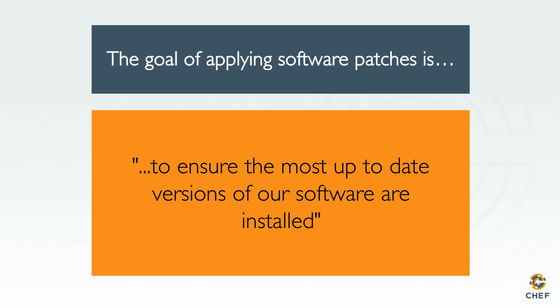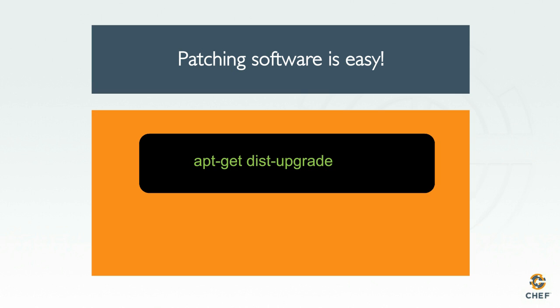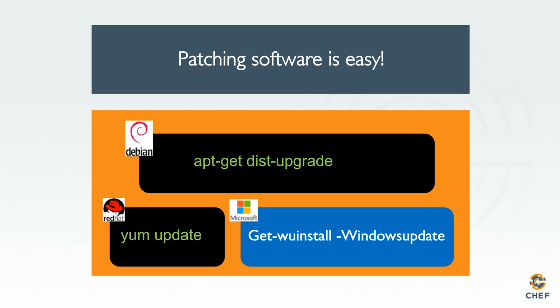If you want to get the most up-to-date versions of software installed on your systems, well, that part's easy. We have commands. This one is an example on Ubuntu or other Debian-based systems. And other operating systems have similar versions of the same type of command. Most systems already have a concept of how to go out and install all the updates that they need. But we don't do this. And the question becomes, why aren't we doing this?